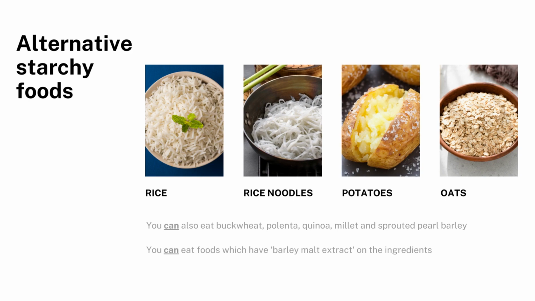So the alternative starchy foods that you're going to use when you're taking out wheat, barley and rye are going to be rice, rice noodles, potatoes and oats. And you can also eat buckwheat, polenta, quinoa, millet and sprouted pearl barley. And you can have barley malt extract if that's included as an ingredient.